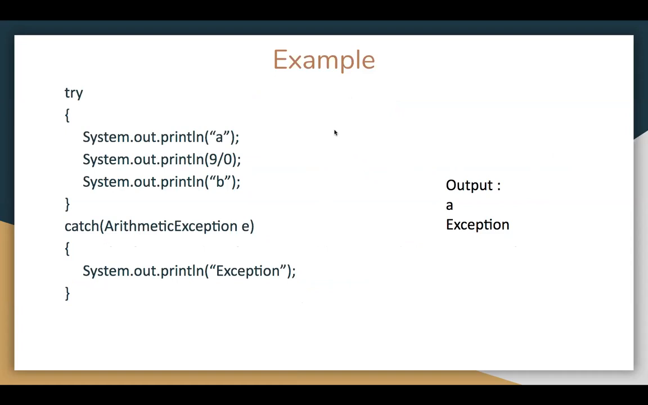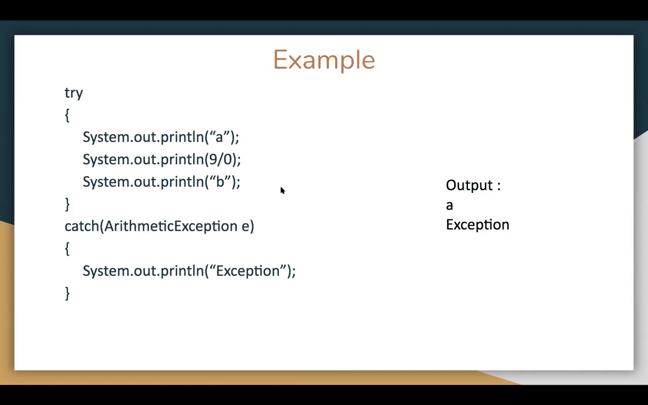So here's just an example of how a try and catch block might work. You can see here this is the example code I have. The output of this would be A, exception. Why is that? Because when you go through the try block, it first goes to this first line and prints out A, as it always should. Then we go to the next line, and you see here that you can't do 9 divided by 0. It'd be an arithmetic exception, right?